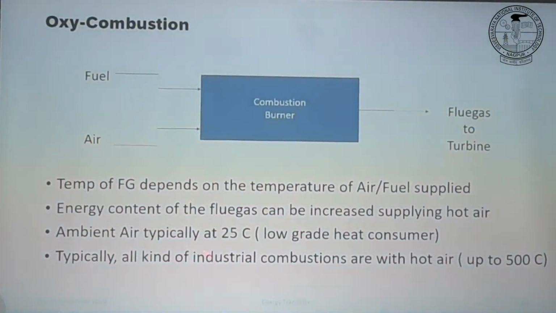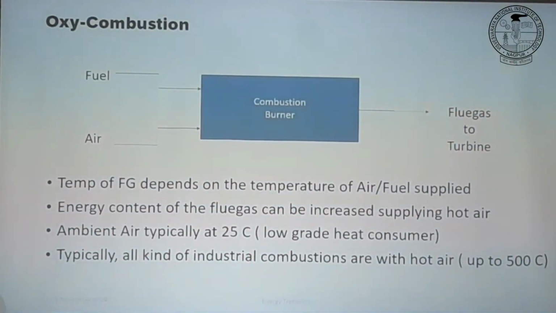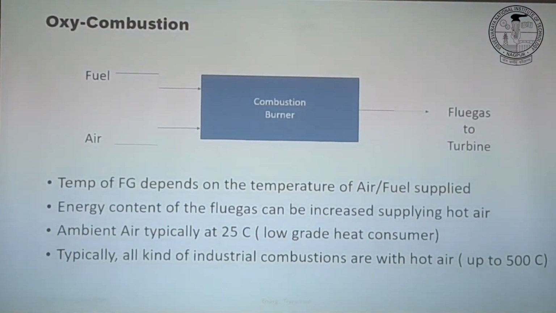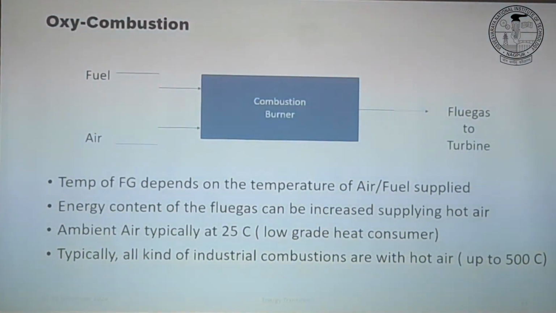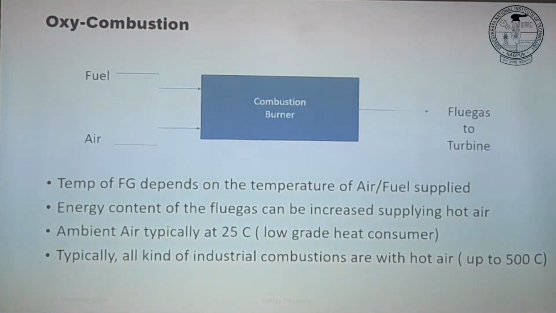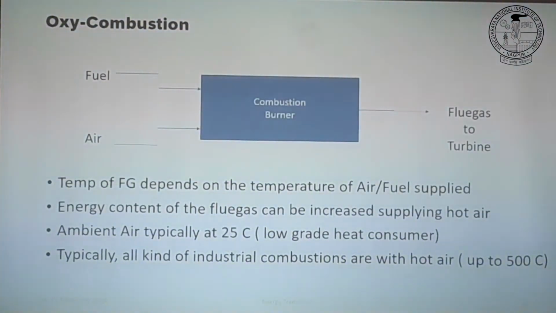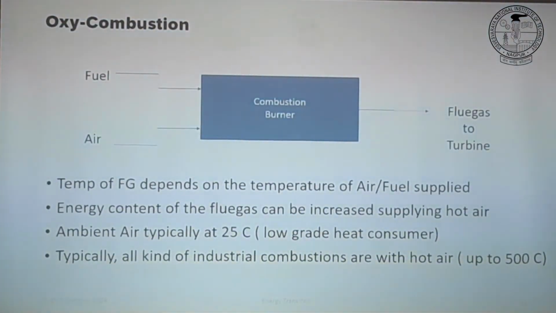So ambient air is typically 25, depending on location. In reality, any kind of industrial combustion is always with hot air. You never supply cold air for combustion. You always have waste heat available, so you use it and preheat it. Up to 500 degrees, it's a little bit on the higher side, but heating air up to 700 degrees is also done. Not so often, but yes, it's done.